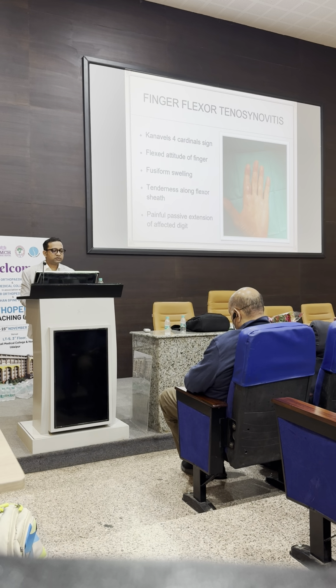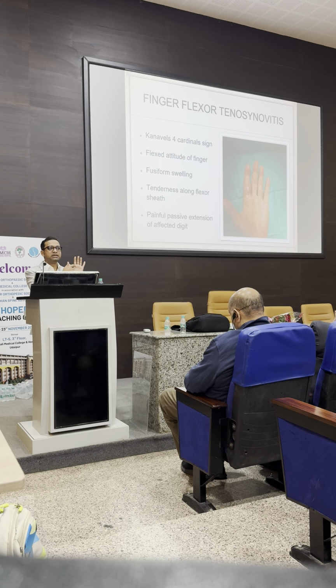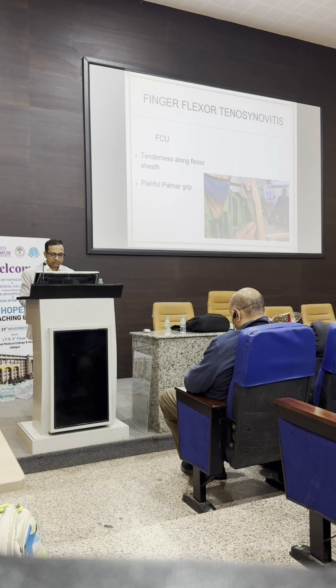Theory question: four cardinal signs of Kanavel. Flexed attitude of the finger, fusiform swelling, tenderness along the flexor sheath, and painful passive extension of the affected digit. These patients, even if you touch the lateral side, the radial side, dorsally, will not have pain at all. The moment you touch the volar side or the flexor side, they will have a lot of pain. Okay, four cardinal signs, theory plus practical, both. Same patient, thenar abscess, turned out to be tuberculosis. Again, same, flexor side, stretch the flexor tendon, patient will have pain.